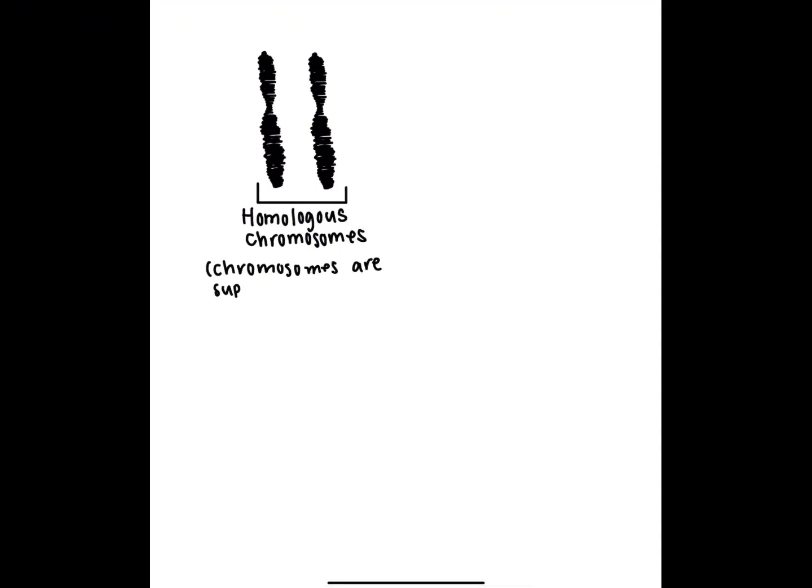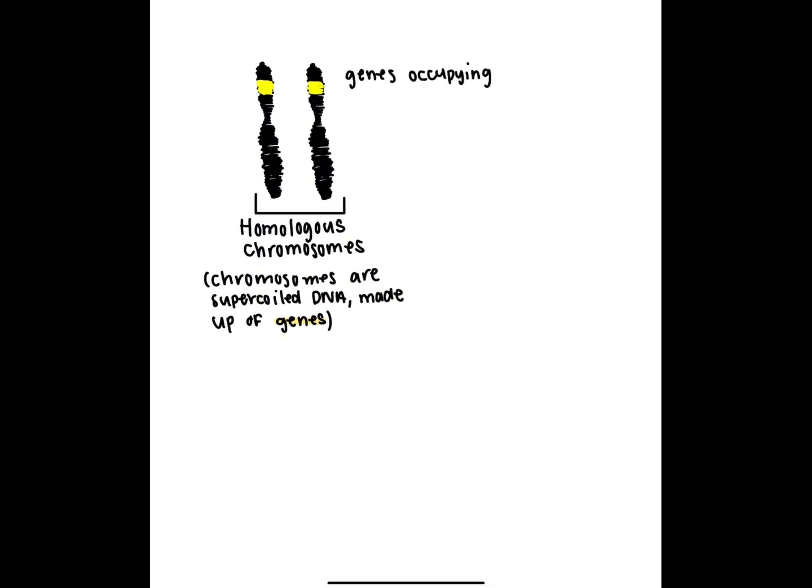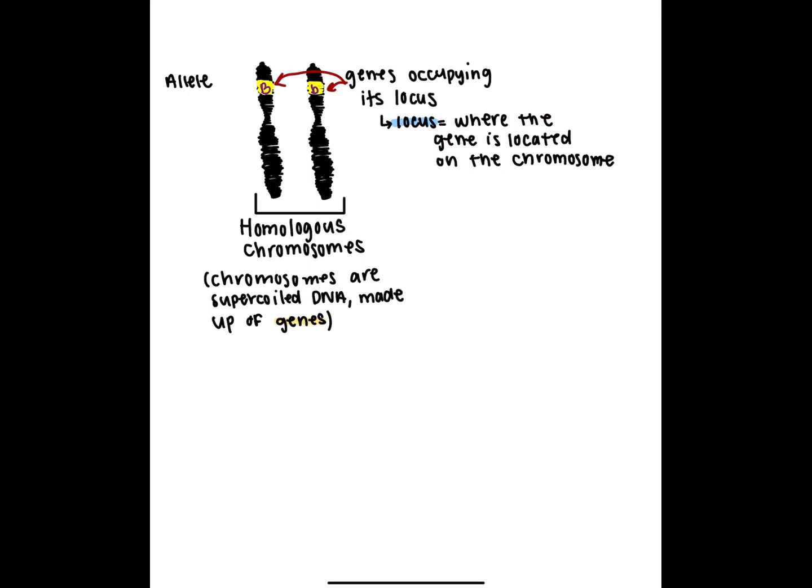So we have chromosomes. In this case, we have a pair of homologous chromosomes. And a chromosome is just made up of supercoiled DNA. And on this DNA, we have a lot of different types of genes. A gene is a specific segment of DNA that is going to carry the instruction for a specific trait, for example, eye color. A gene is found at a locus. The locus is where that gene is located on a chromosome. We can think of it like a gene's address, and every single gene is going to live at a specific spot. And after locus, what we have is an allele.